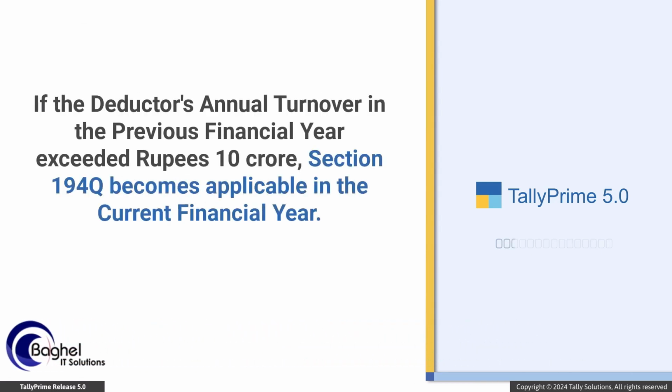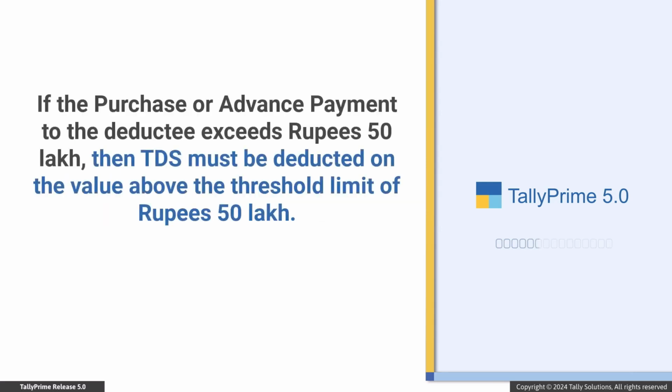According to this section, if the deductor's annual turnover in the previous financial year exceeded Rs 10 crore, then in the current financial year, Section 194Q becomes applicable. And if the purchase or advance payment to the deductee exceeds Rs 50 lakh, then TDS must be deducted on the value above the threshold limit of Rs 50 lakh.